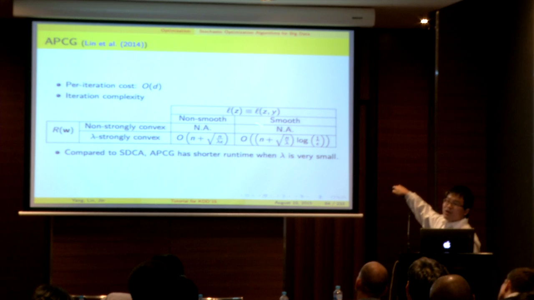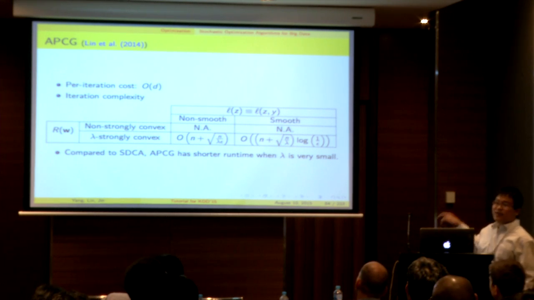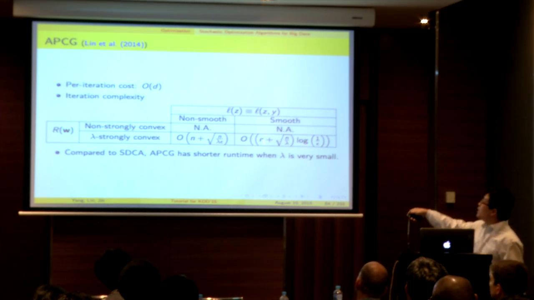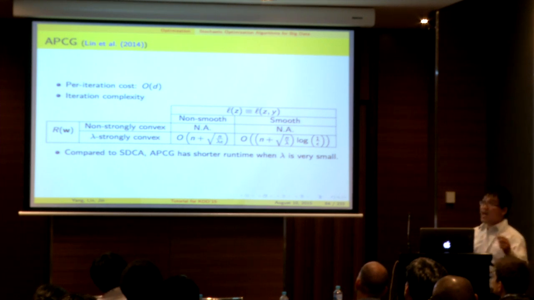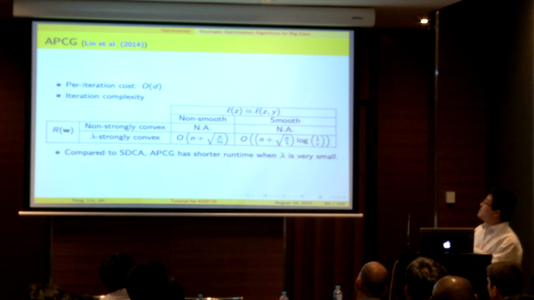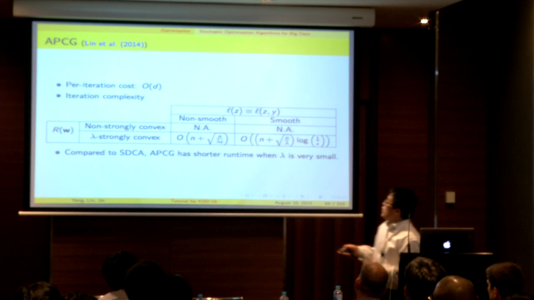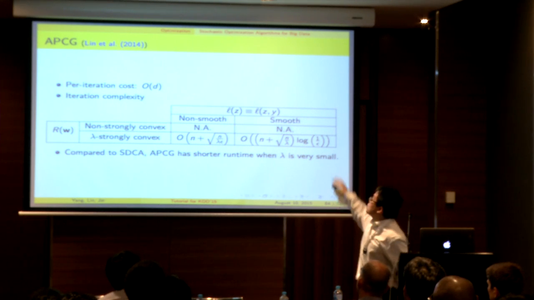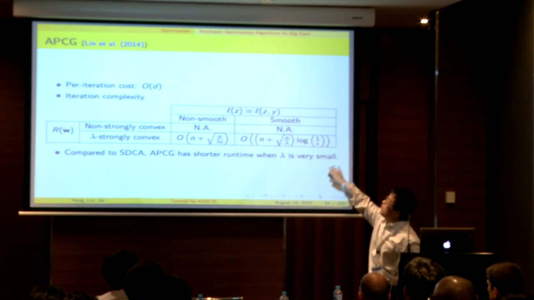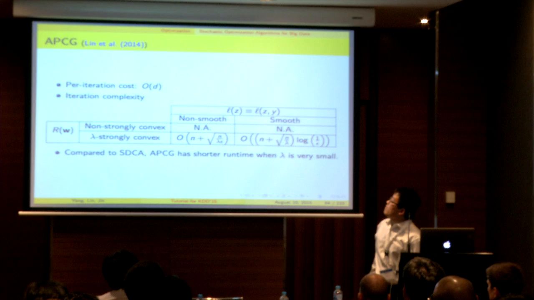Now it's a square root of 1 over lambda. So it helps when lambda is really small. If lambda is very close to zero, if you use APCG rather than SDCA, you have a better dependency on lambda. You need fewer iterations. So if you compare SDCA and APCG, actually, this algorithm, APCG, works better when lambda is very small.